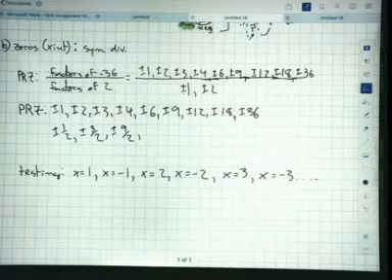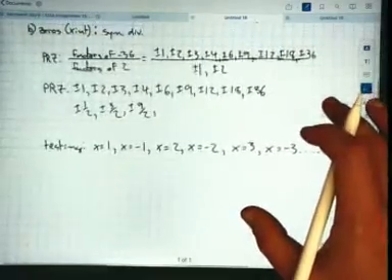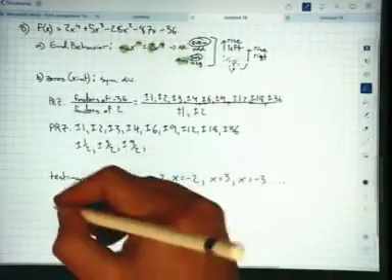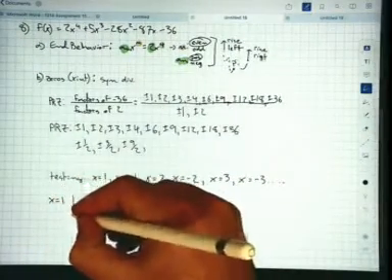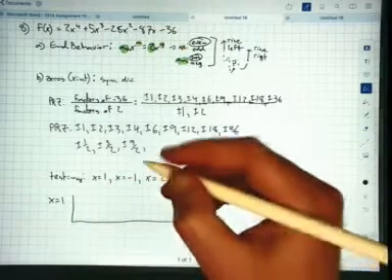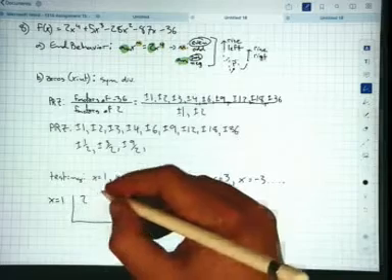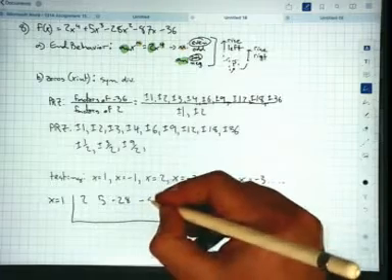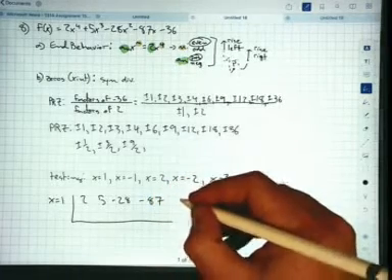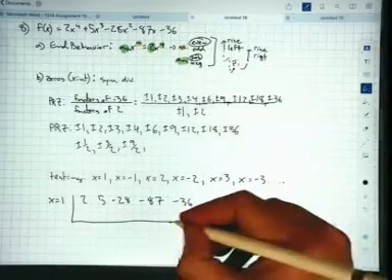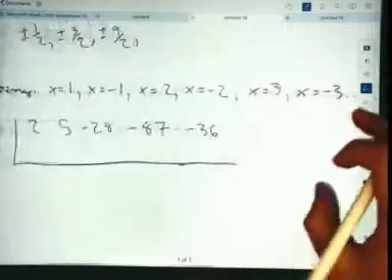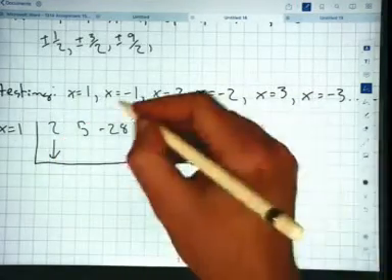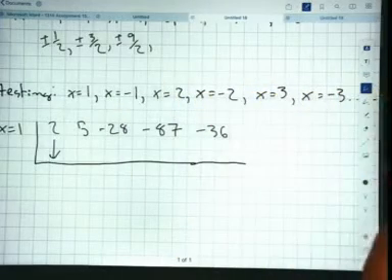So I'll do 1, and while y'all are watching me do 1, or y'all do your own work, let's test x equal to 1. So I'm going to write out the coefficients of my polynomial: 2, 5, negative 28, negative 87, negative 36. So we're going to go through and do synthetic division. So whoever's doing 1, you're in luck. I'm doing yours, but again, divide and conquer. Somebody do negative 1, somebody do 2, negative 2, 3, and so forth.